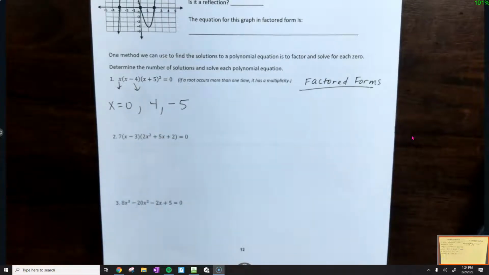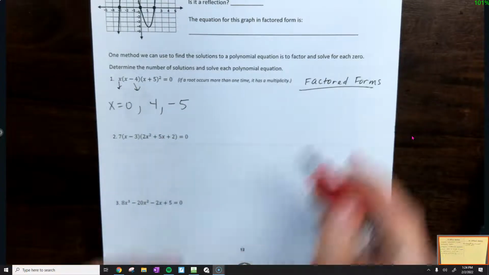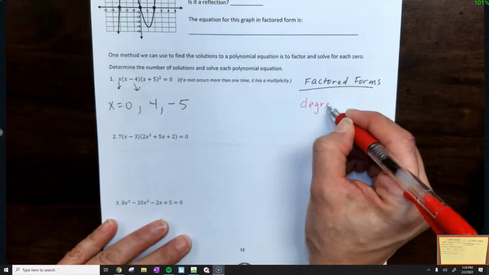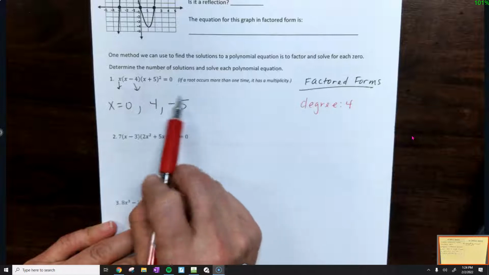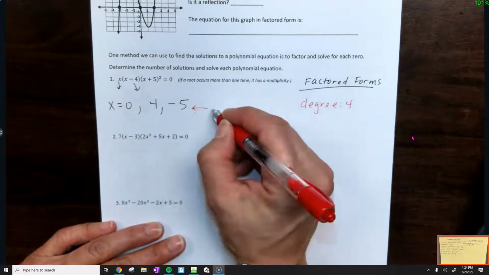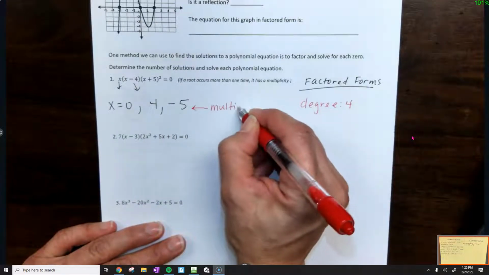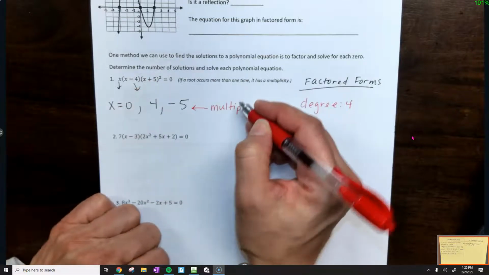Now remember the degrees. We have a total degree of 4 here, which means we should have 4 answers. We have 1, 2, 3. This is going to have a multiplicity of 2 because the repeating binomial factor happens twice.